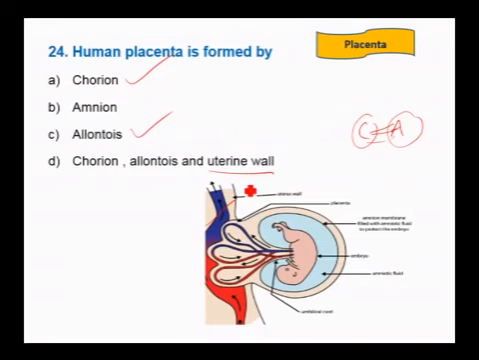It's maternal part of the placenta. So therefore the right option is D, chorion, allantois and uterine wall.